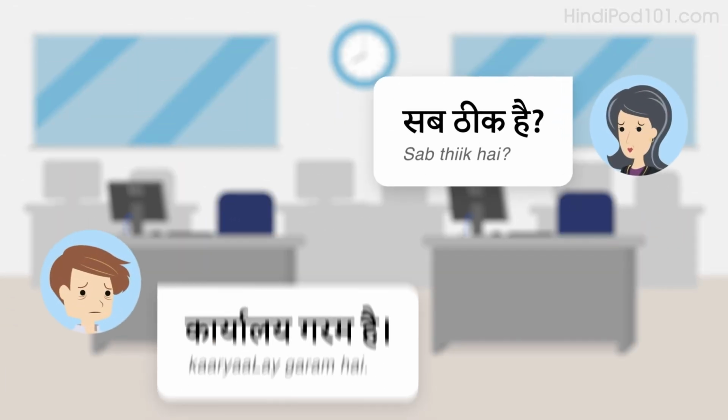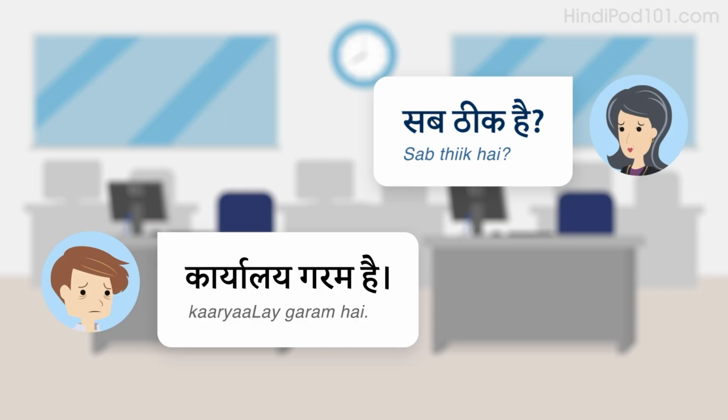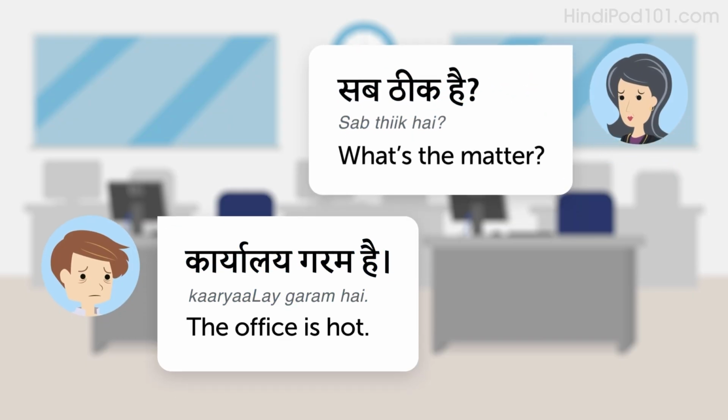Listen to the dialogue. सब ठीक है? कार्यालय गर्म है। Once more with the English translation. सब ठीक है? What's the matter? कार्यालय गर्म है। The office is hot.